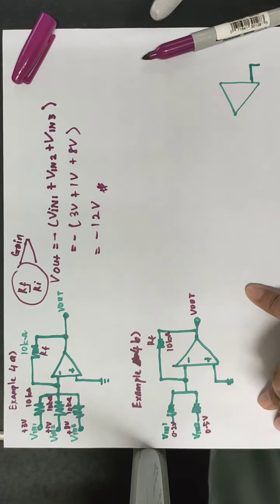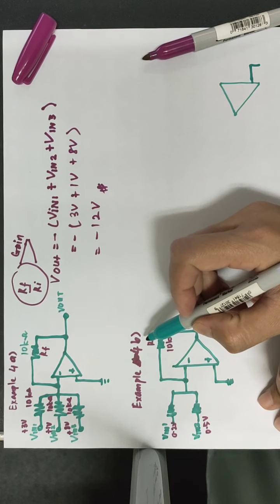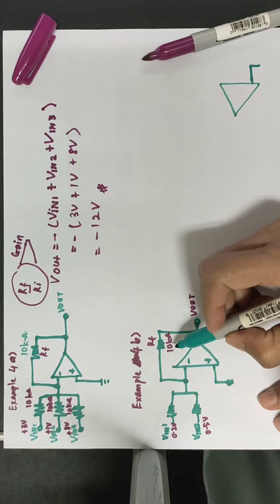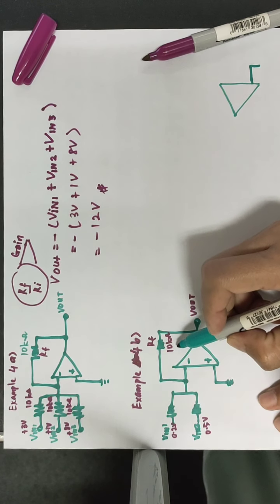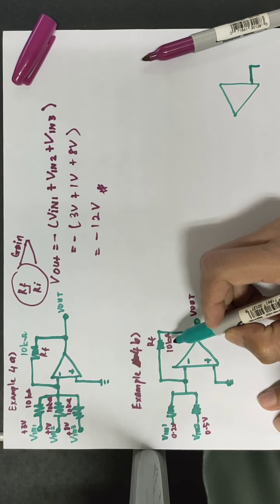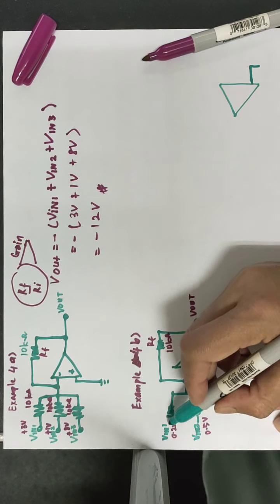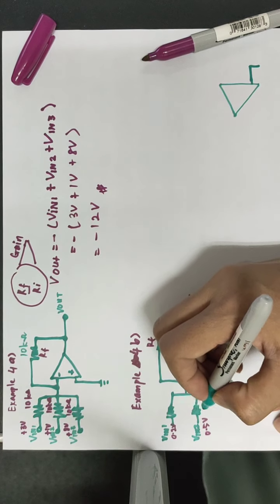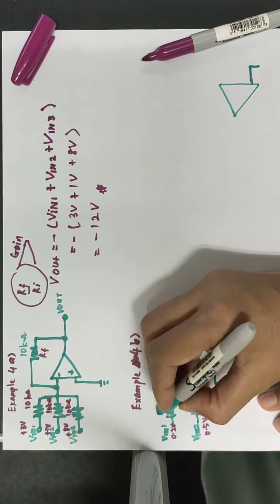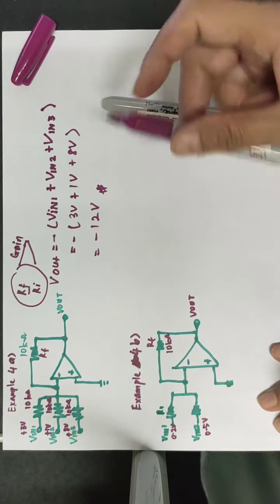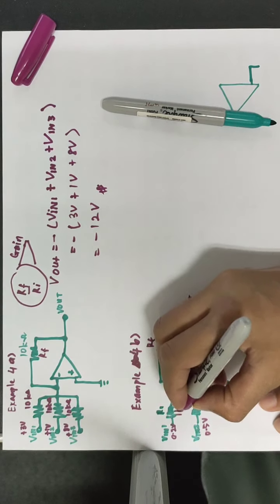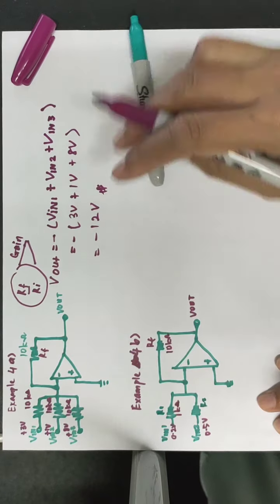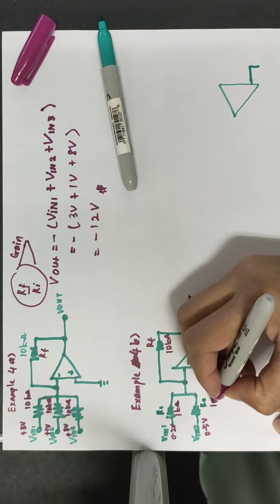This time, example 4b. Look at the feedback resistor, which is 10 kilo ohm. This is the input resistors. There are two, R1 and R2. R1 is noted as 1 kilo ohm, and R2 is 1 kilo ohm as well.